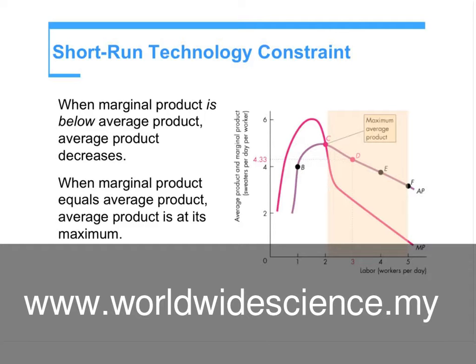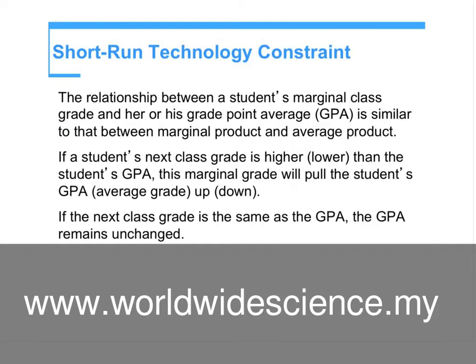Now, the relationship between a student's marginal class grade and her or his grade point average is similar to that between marginal product and average product. If a student's next class grade is higher or lower than the student's GPA, this marginal grade will pull the student's GPA up or down. If the next class grade is the same as the GPA, the GPA remains unchanged. So this is just for you to understand how it works.